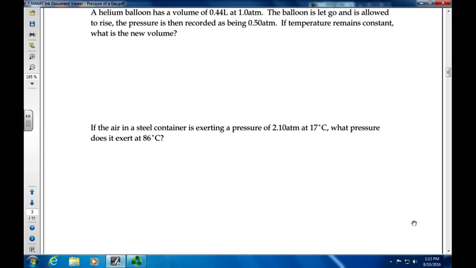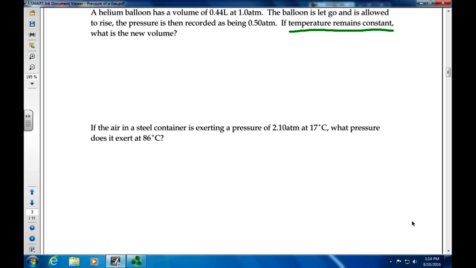This next one says a helium balloon has a volume of 0.44 liters at 1 atmosphere. The balloon is let go and is allowed to rise, and the pressure is then recorded as being 0.50 atmospheres. If temperature remains constant, what is the new volume? Our key phrase is that the temperature remains constant. Whenever you see that something is being identified as being constant, it's going to be a variation on the ideal gas equation.